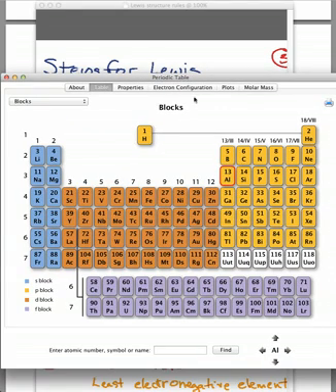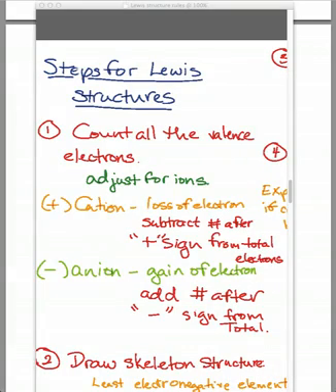There you are. And you can get the valence electrons based off the group that they're in. So 1, 2, 3, 4, and so forth. After you get the total number of valence electrons, make sure you account for the subscripts as well, right? So if it's CH4, there's 4 hydrogens, so it'd be 4 times 1, and so forth.